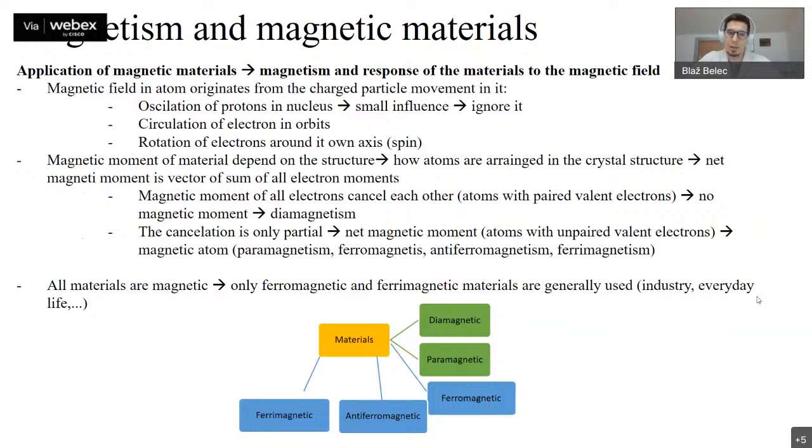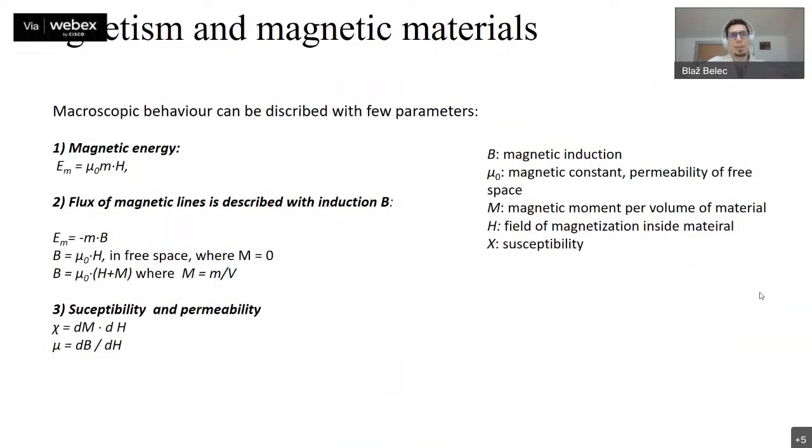I will explain you later. But only ferro and ferrimagnetic materials are generally used. So those materials we use in industry, in everyday life, and so on. So here below, we got the scheme how the magnetic materials are basically divided into dia and paramagnetic materials and ferro, ferri, antiferromagnetic materials.